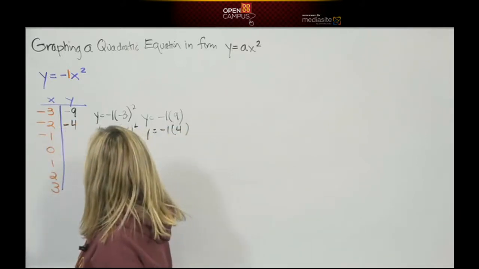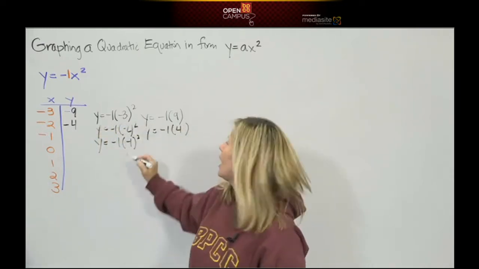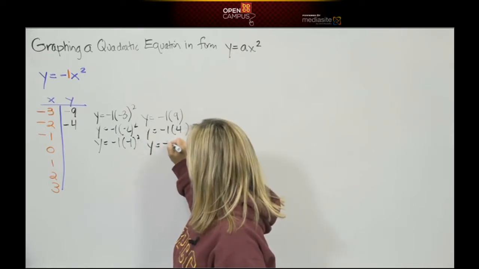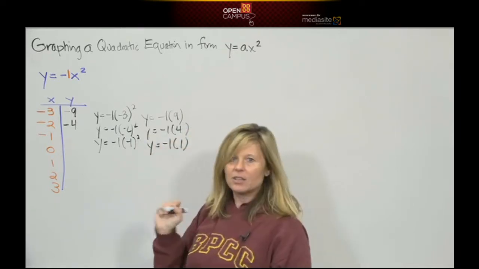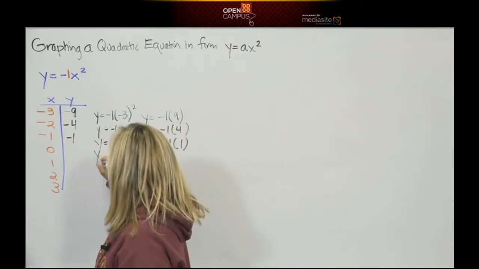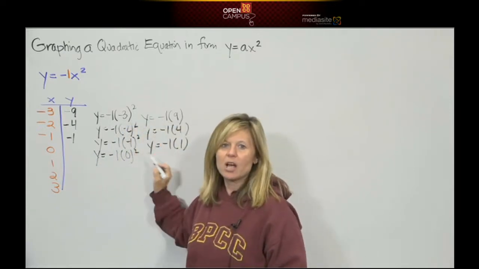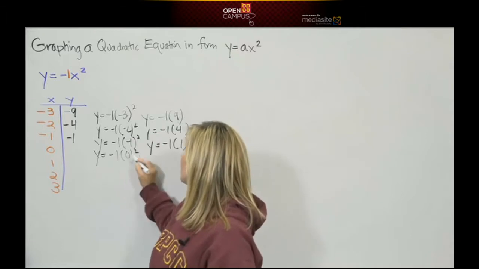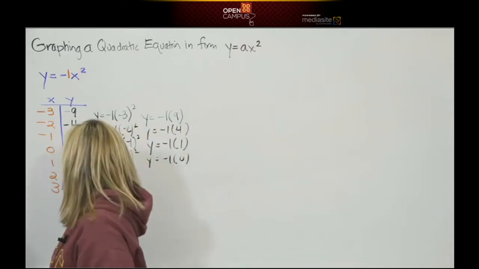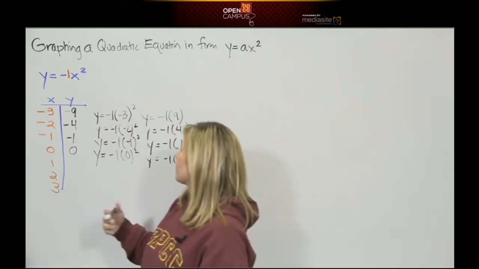Third value, y equals negative 1 times negative 1 squared. I square first. Negative 1 squared is a positive 1. So this is y equals negative 1 times positive 1, which is negative 1. All right, 0. y equals negative 1 times 0 squared. 0 times 0 is 0, and 0 times any number also happens to be 0. Zero factor property: anytime you multiply by 0, your product is 0.